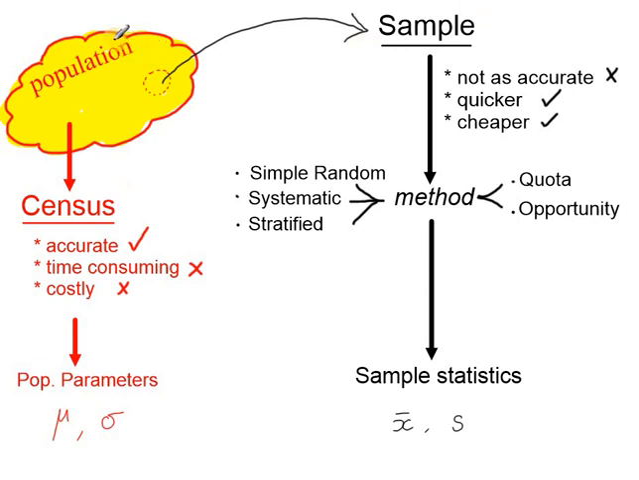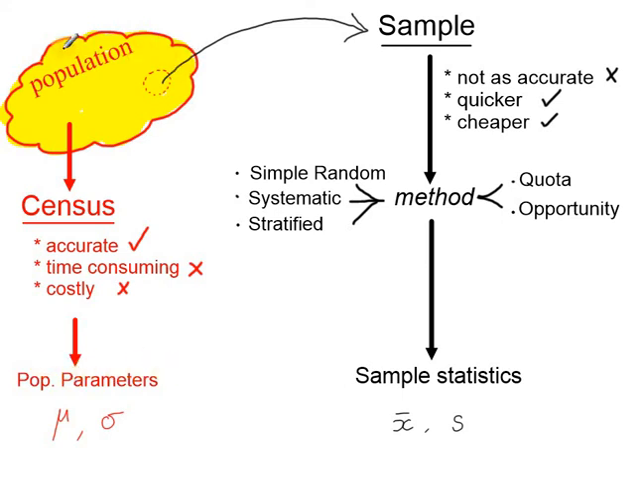A census versus a sample. So we have a population. If we analyze all of the data in the population, what we're doing is a census. It's accurate, but it's very time consuming and costly. If you work out things like the mean and standard deviation, they're called population parameters.